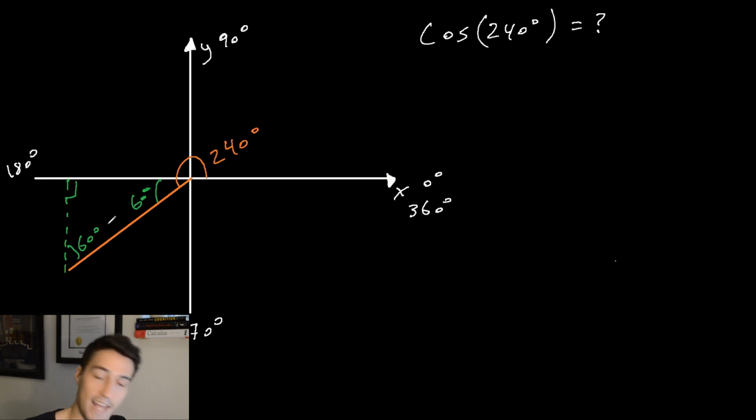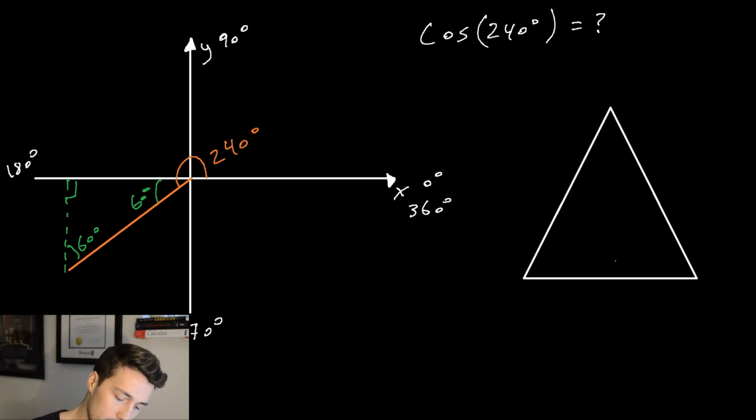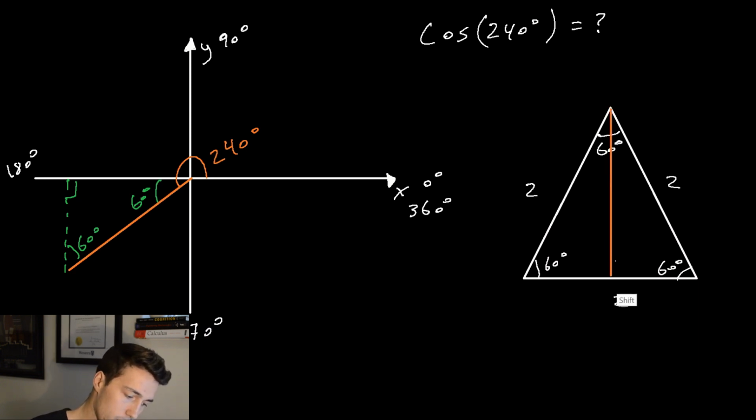So if I look at our special triangle, again, I'll draw an equilateral triangle with 60 degrees, side length 2, and I'll cut this in half. Now I'll get, using Pythagorean theorem, that our side lengths are 1, 2, and root 3.